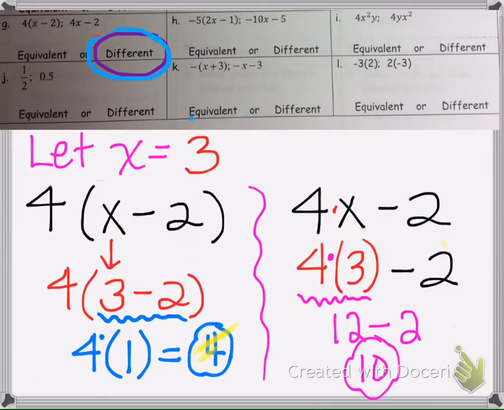So as you can see, they do not yield the same result if we replace the x with 3. Now you can go ahead and try that with other numbers other than 3, and you will see that they do not work, and it has to work for all numbers for them to be equivalent. So therefore they are different expressions.